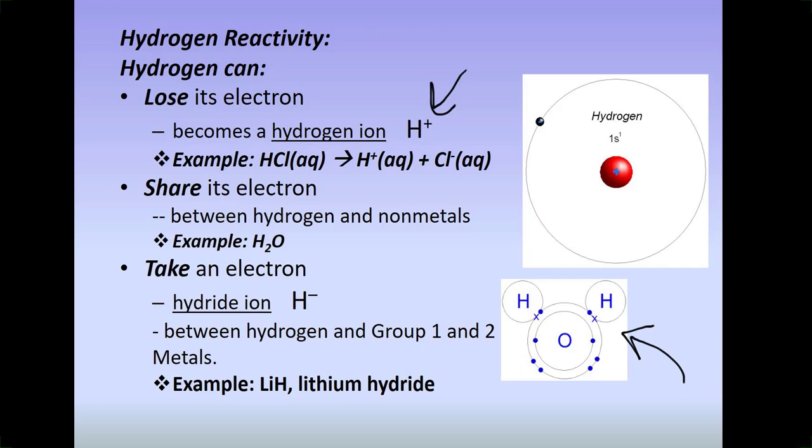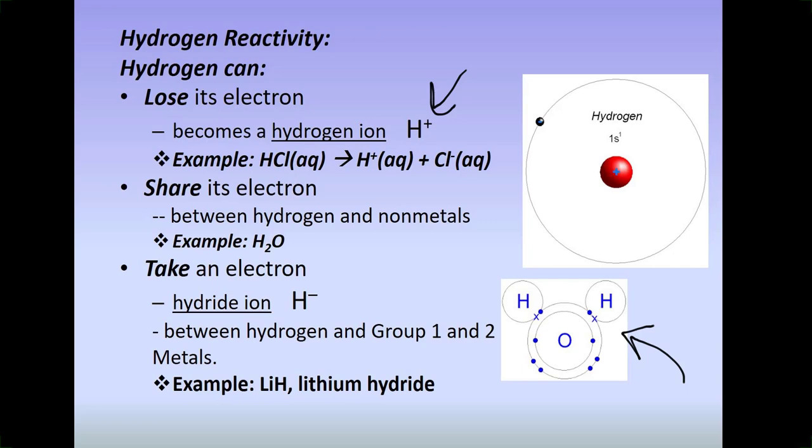Another thing that we can see hydrogen doing is taking an electron, and it does this with metals. Metals give up their electron and hydrogen is able to take that. When it gains an electron, it's called a hydride ion. If you have an anion, the name changes. You add an -ide to the end of the element name. So with hydrogen, you drop the ending, and it would be -ide, so hydride ion. This occurs when hydrogen bonds with the group 1 and group 2 metals, so your alkali metals and your alkaline earth metals. A good example of this is lithium hydride. Lithium gives up its electron to hydrogen and we get that H-.